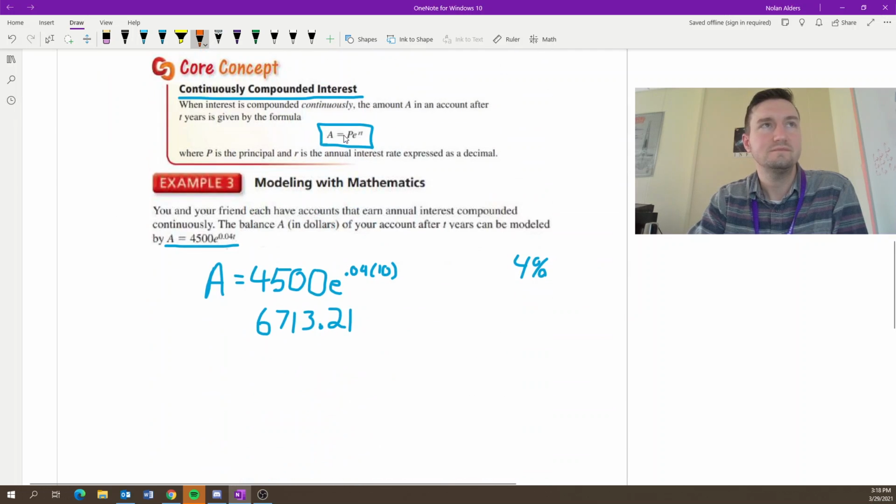So investing in things and putting your money into accounts that give you compound interest, that's a really good way to make some extra money.